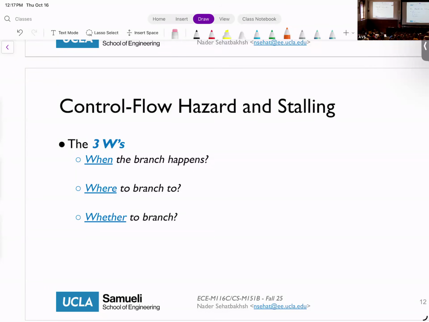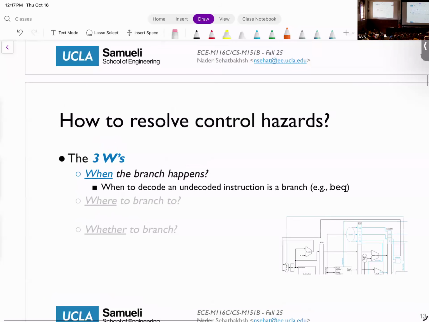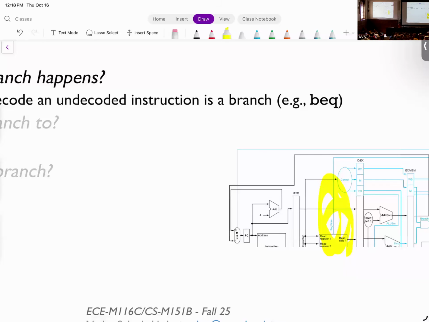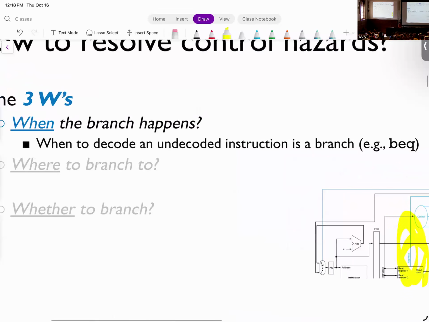Okay? So let's see in our design in which cycle each of these things happens. The first one is we need to know when this instruction is a branch instruction. When do we know that? We know that during the decode, right? When we are reading the opcode, we can say, oh, this is a branch instruction, because the opcode matches the branch instruction. So in our design, the answer to the first question is that we know immediately in the decode stage that this is a branch instruction.